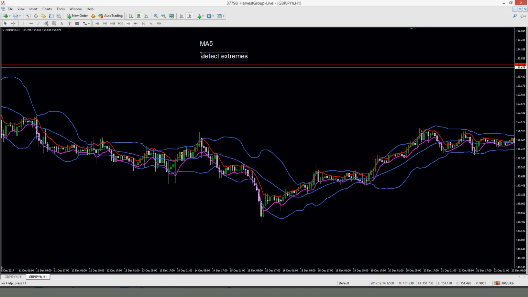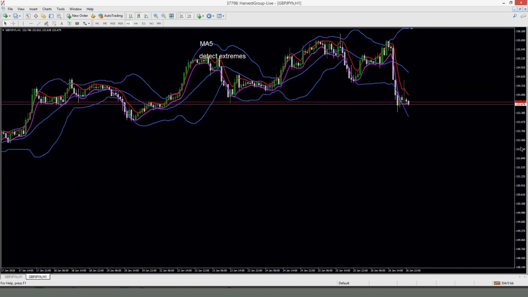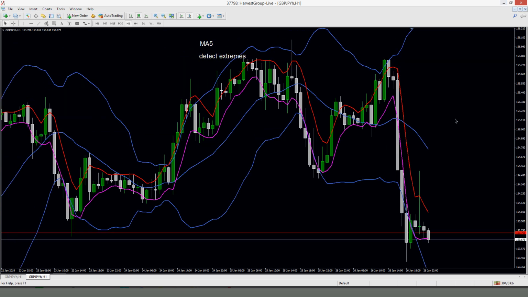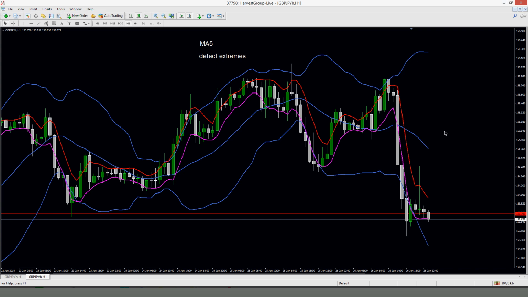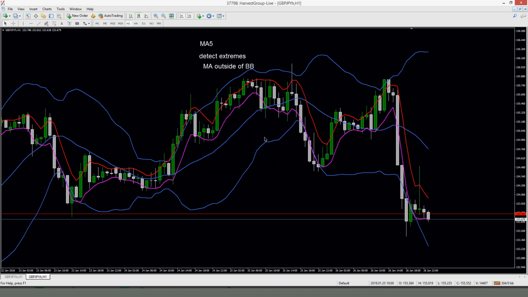All right. So this is the first function. I'll just go around and show you guys what an extreme looks like. What extreme means on this particular information is extreme A. Its definition is MA outside of BB. Okay, so that's its definition: MA outside of Bollinger Band. As you can see over here, you have MA5 outside the Bollinger Band. So this is what we call extreme sell.